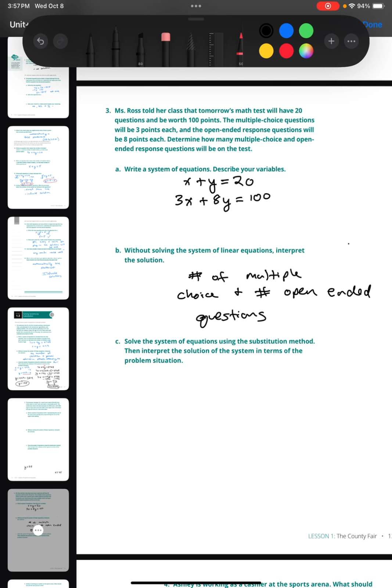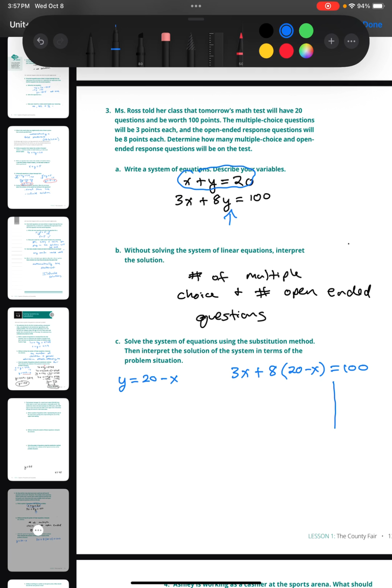All right, so if we want to solve this, again, we need one of those equations solved for y. I'm going to solve this one for y. So if I subtract x, I get y equals 20 minus x. Now I'm going to substitute that in for the y in my other equation. So 3x plus 8 times 20 minus x equals 100.